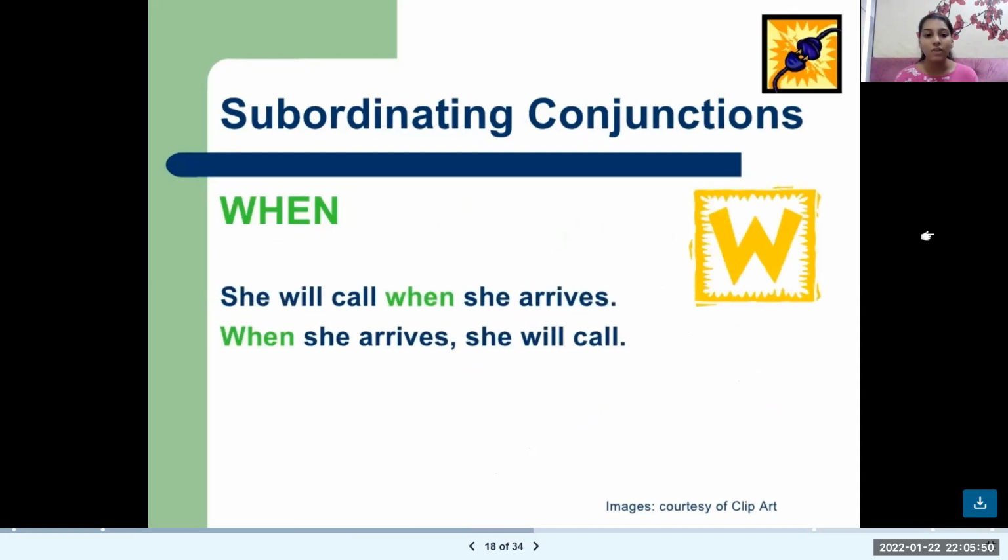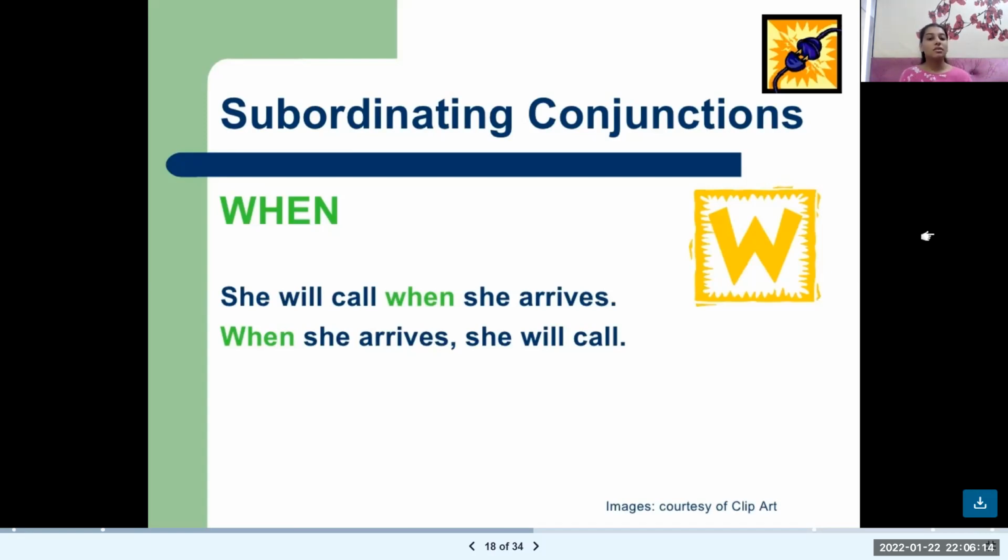Let us see the first one. W stands for "when." Now let us see the sentence and understand how it is used. There are 2 examples over here. Let us understand, okay? "She will call when she arrives." So the word "when" will be used to connect the sentences. Like, she will call, but when? When she arrives. So "when" is used to connect the sentences.